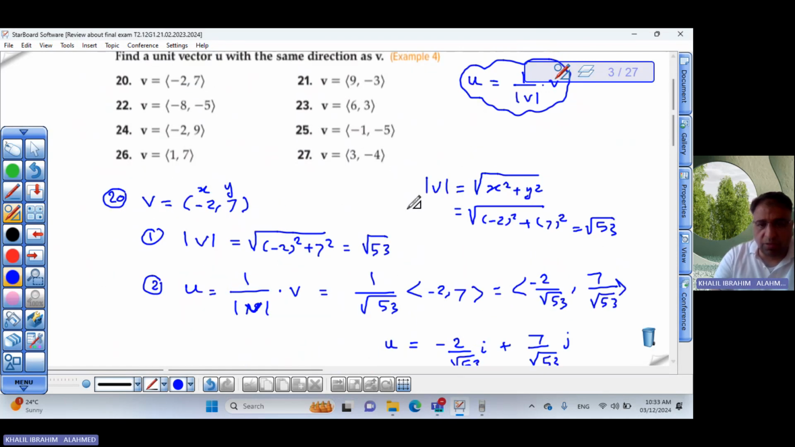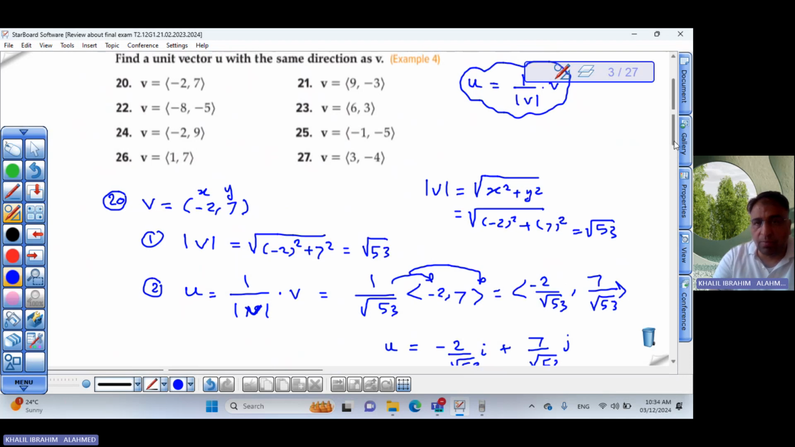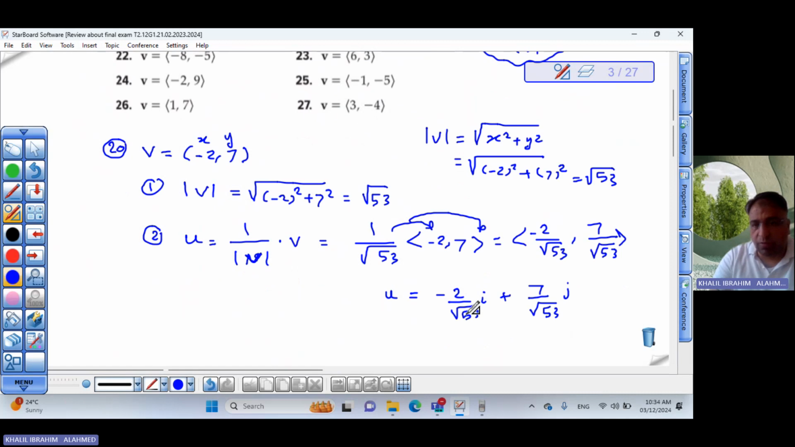Okay, to solve, just substitute now: 1 over the magnitude of v times v, 1 over radical 53 times v, then distribute the scalar times x and y. Here -2 times 1 over radical 53 equals -2 over radical 53. Also here 7 over radical 53. We can write a combination here: u equals -2 over radical 53 i plus 7 over radical 53 j. That's it. Okay, let's move to the next question.